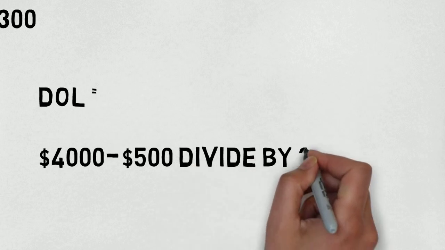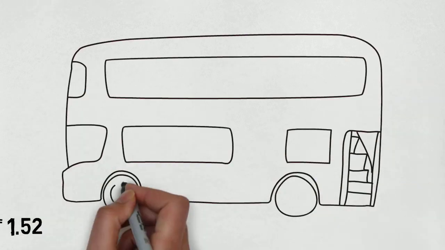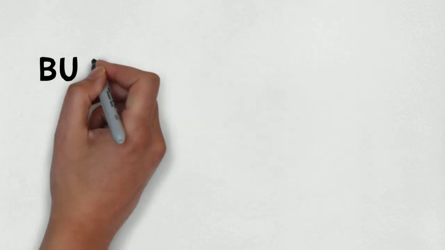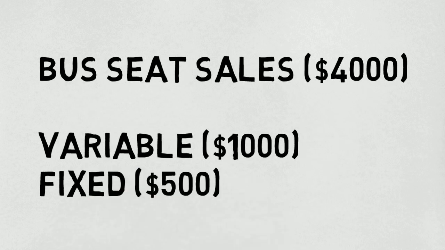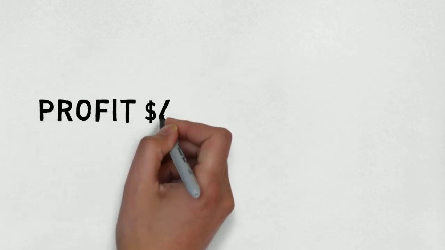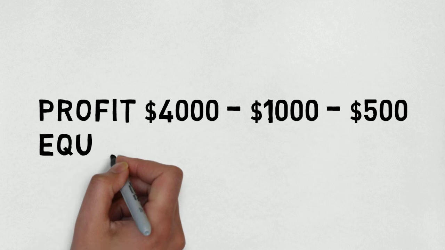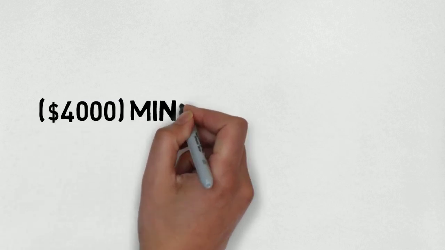So HiFly's competitor, Mr. Bus, has the same seat sales of $4,000, and its variable and fixed costs are $1,000 and $500 respectively. So for a profit, $4,000 minus $1,000 minus $500 equals $2,500. So Mr. Bus's DOL: $4,000 minus $1,000, divided by $2,500, equals 0.6.